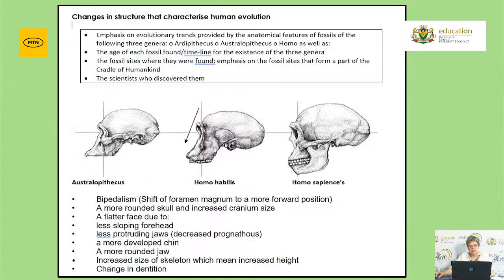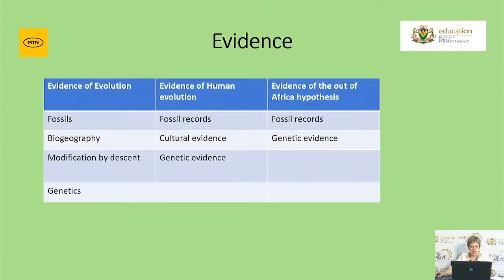Also, emphasize the line of changing. What is the line of changing? From Australopithecus, Homo habilis, and Homo sapiens, how did the change occur? And from the shift of the foramen magnum to a more forward position, less protruding jaws, and all those features that change the line. And then the last one that I want to emphasize, remember now, the evidence of human evolution.